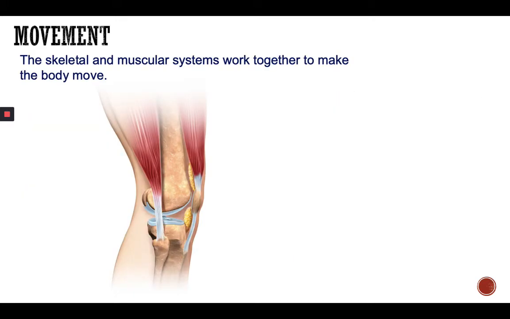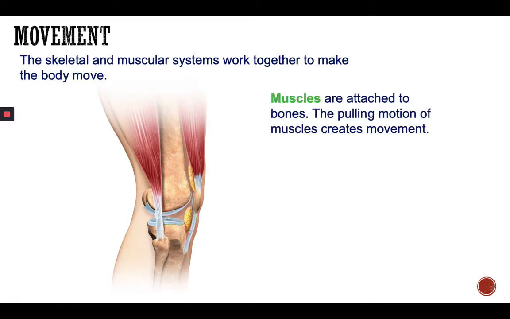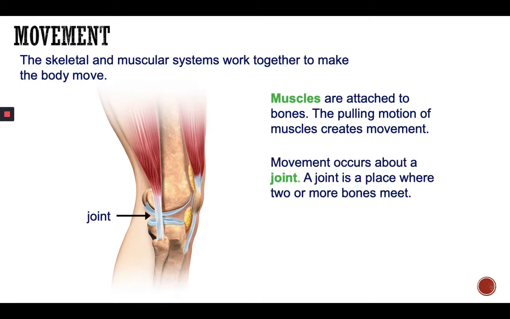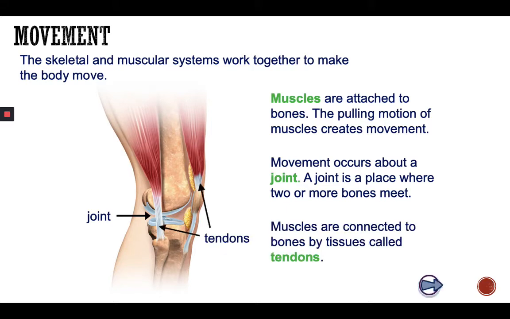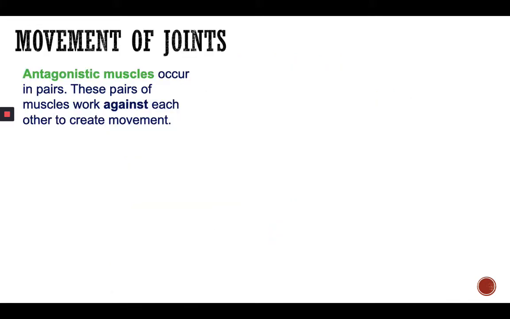So movement, the skeletal and muscular system work together to make the body move, and muscles are attached to bones. The pulling motion of the muscles creates movement, and the movement occurs about a joint. And where is a joint? A place where two or more bones actually meet. Muscles are connected to the bones by tissue called tendons. Remember that the bones connect to each other with the ligaments, while muscles connect to the bones with the tendons.